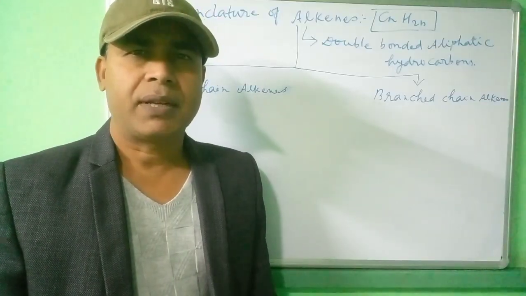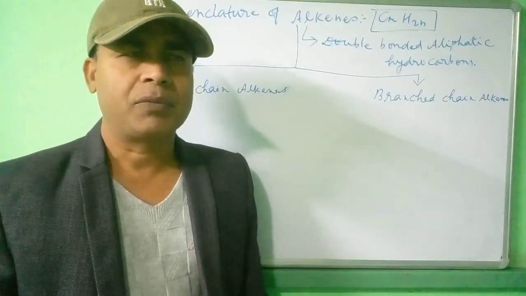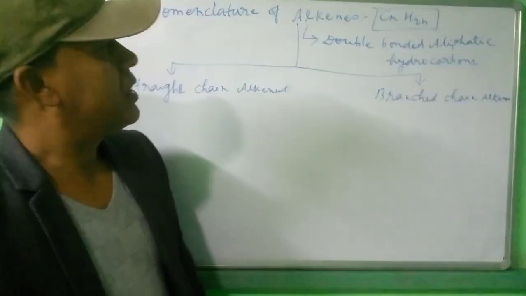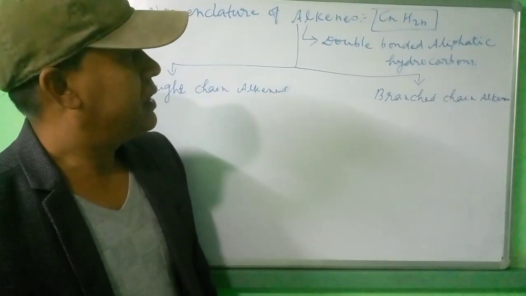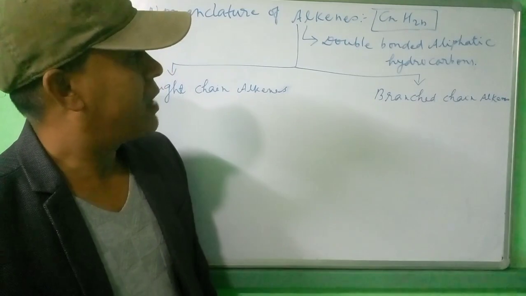Hello friends, welcome to Biochem Today. I am going to teach you nomenclature of alkene. So alkene is a double bonded aliphatic hydrocarbon.